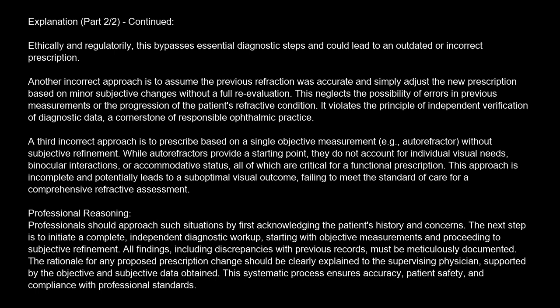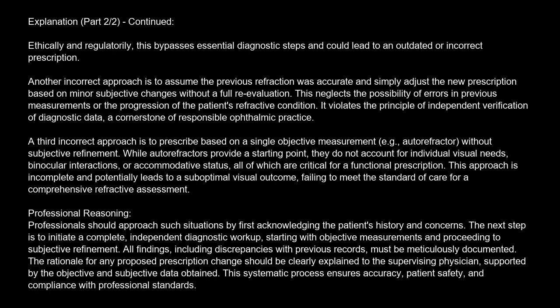A third incorrect approach is to prescribe based on a single objective measurement, e.g., autorefractor, without subjective refinement. While autorefractors provide a starting point, they do not account for individual visual needs, binocular interactions, or accommodative status, all of which are critical for a functional prescription. This approach is incomplete and potentially leads to a suboptimal visual outcome, failing to meet the standard of care for a comprehensive refractive assessment.